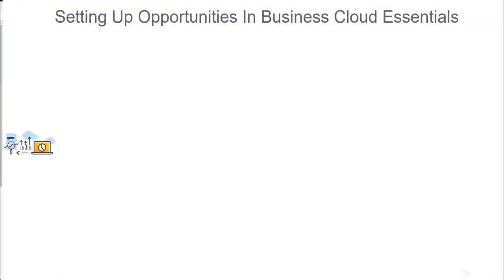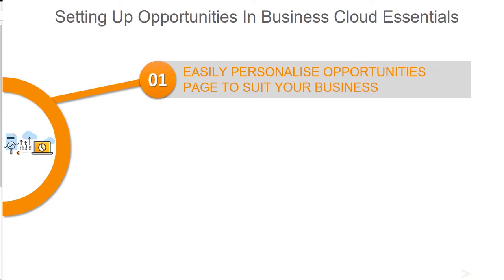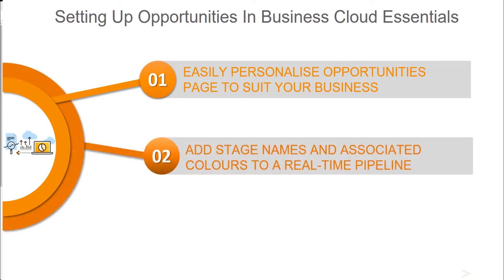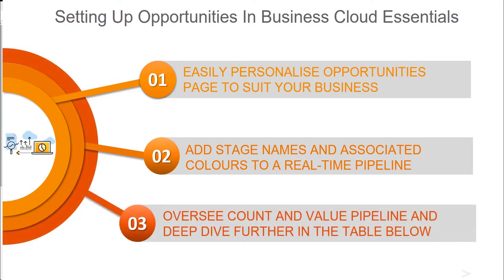In Business Cloud Essentials, you are not limited to parameters that are set by the software. Tailor your opportunities page to suit your business with opportunity stage naming and color coding, and view your prospects with ease in real time as they transition through the sales cycle.